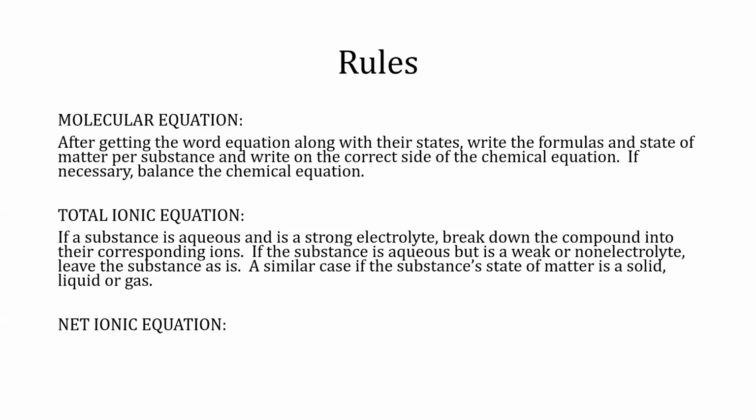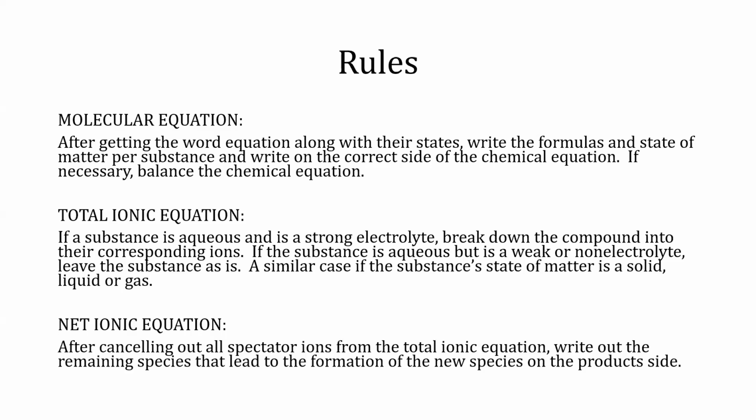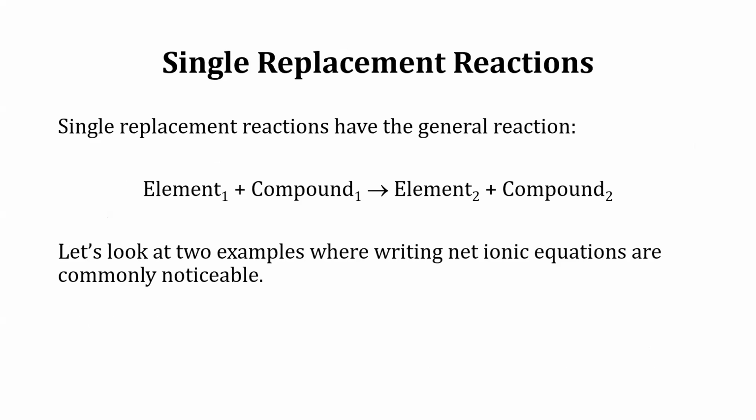Net ionic equation. After canceling out all spectator ions from the total ionic equation, write out the remaining species that lead to the formation of the new species on the product side. Single replacement reactions have the general reaction element 1 plus compound 1 forms element 2 plus compound 2. Let's look at two examples where writing net ionic equations are commonly noticeable.